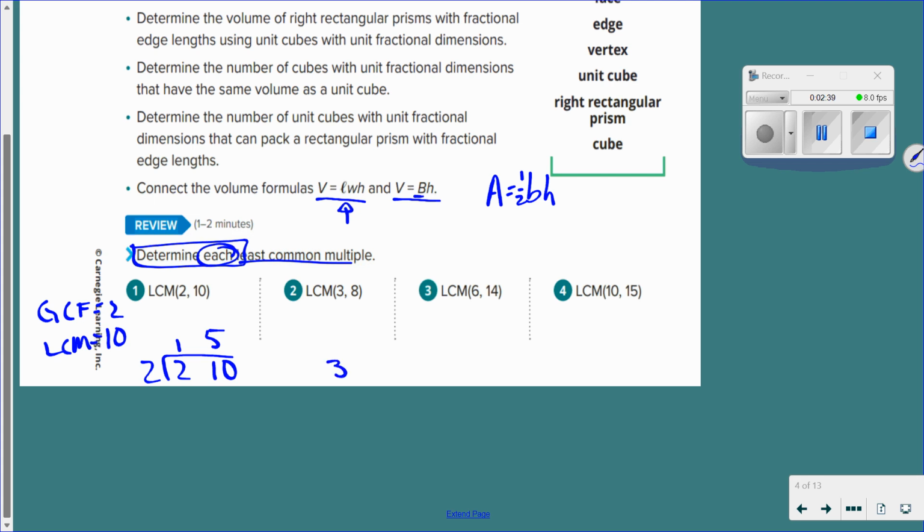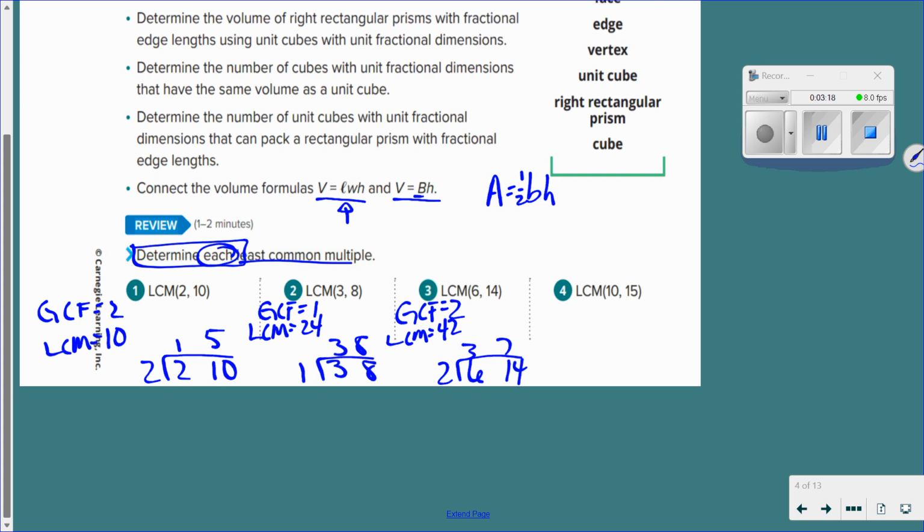3 and 8. I can divide both those by 2. Can't do 3 by 2. So we had a special math term for that. Who remembers what the special math term was? Awesome. Well done. Those were relatively prime. My GCF is 1. That means relatively prime. So to find my LCM, I multiply the numbers, which gives me 24. 6 and 14. I can divide both those by 2. Gives me a 3 and a 7. So GCF of 2. LCM is 6 times 7 or 42.